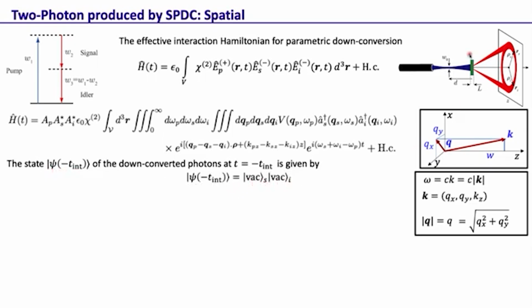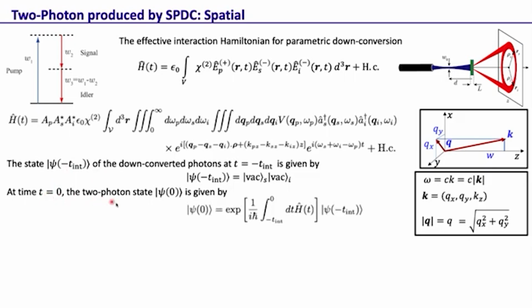That means no photon in the signal mode, no photon in the idler mode. So that's the vacuum S, vacuum I. And after time t interaction, when t equal to 0, the two photon state is given by the evolution of the Schrodinger equation. So that's the initial state psi minus t interaction, that's the final state psi at t equal to 0, and that's the Hamiltonian we have, and this we had seen earlier as well.